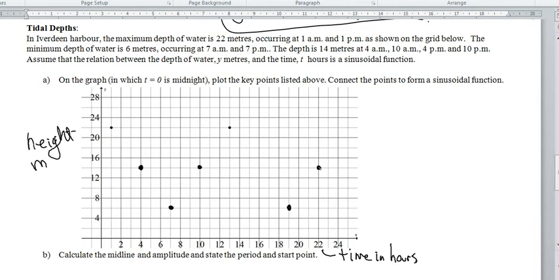This goes from 1 to 7. 1 to 7 is 6 hours. Half of 6 is 3. So this is the midline. The midline is going to be at 14. So I'm going to draw that in. Also, we have a maximum, right? So here, let's do this. D is equal to max plus min over 2, which is 22 plus 6 over 2. So D is equal to 14. So this is my midline.